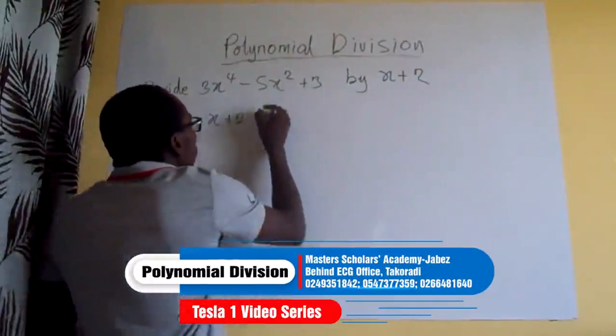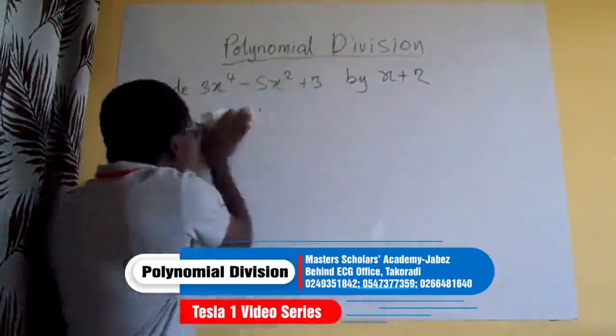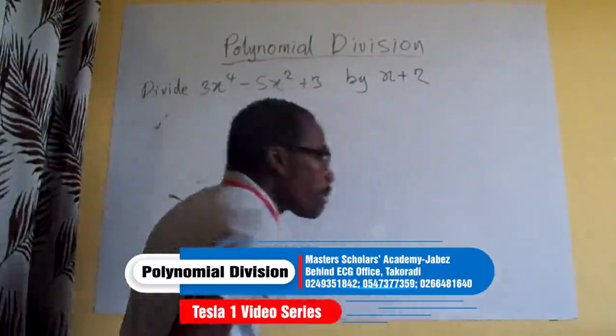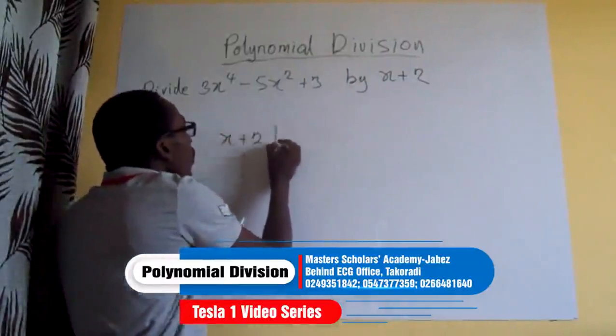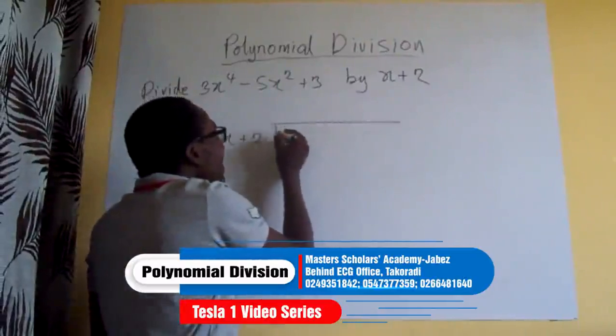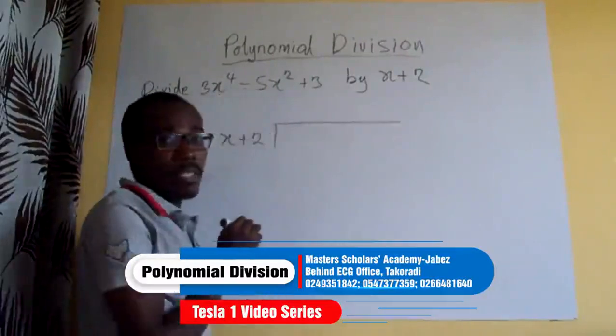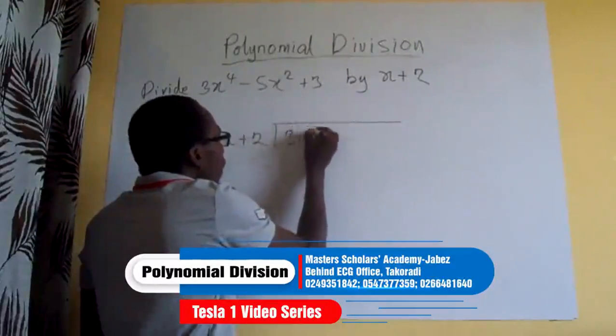And then this, let me bring this down so we can have more space. So we have x plus 2. Then we have our dividend. This is actually called the dividend. Okay. So we have 3x to the power 4.